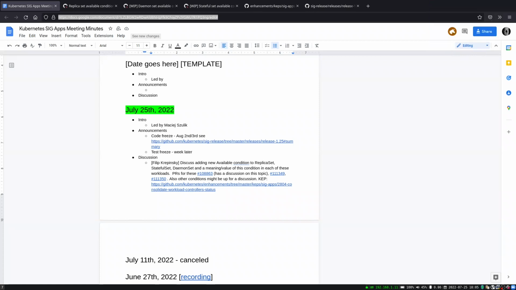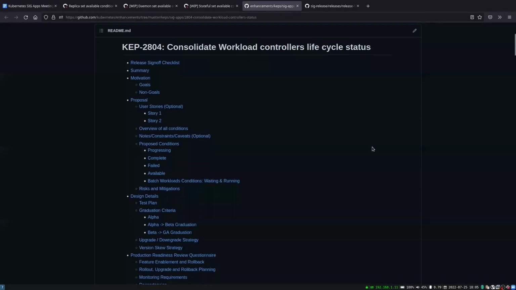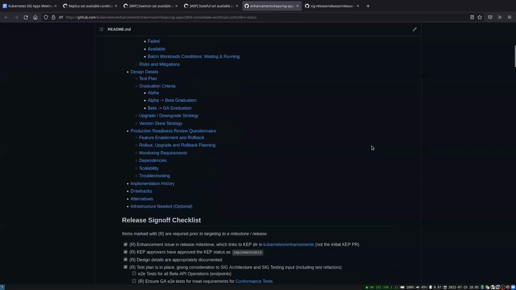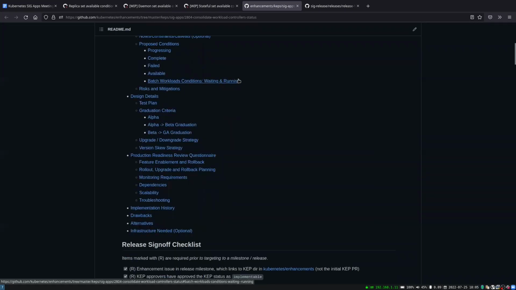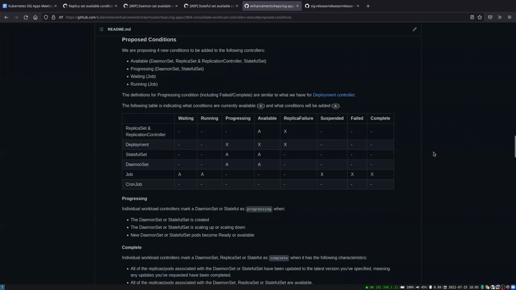Yeah, so the KEP itself is targeting consolidating the statuses or the conditions across all the workloads we have. And I would like to keep it simple and focus first. It's across 3 workloads on the available condition, although the discussion in the mailing list focused mostly on the job. And if we have time, we can get to that as well.